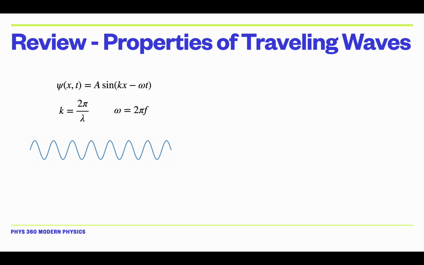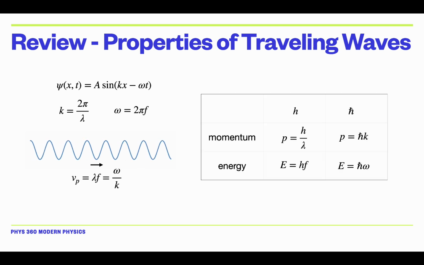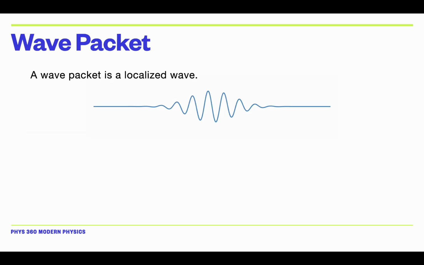We started out by looking at infinite traveling waves, and we characterized their motion using the wave number k, which is 2 pi over the wavelength, and the angular frequency omega, which is 2 pi times the frequency. We saw that the wave number encodes the momentum of the particle, and that the frequency tells us the energy of the particle. In today's lecture, we examine wave packets.